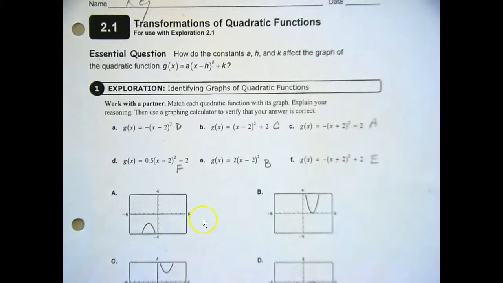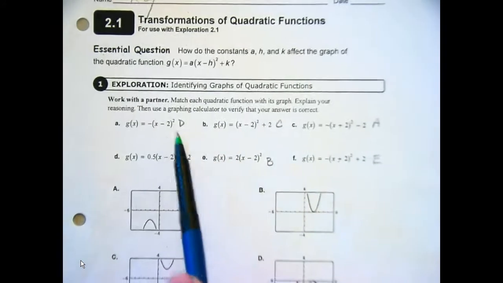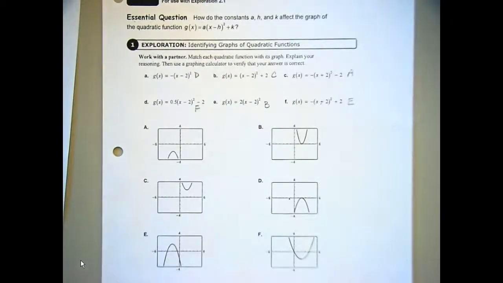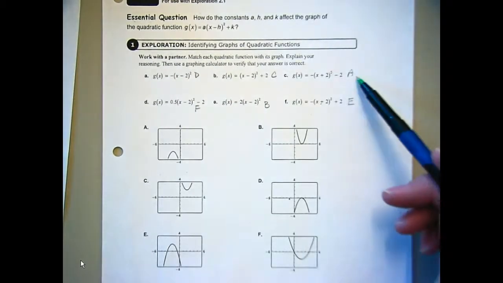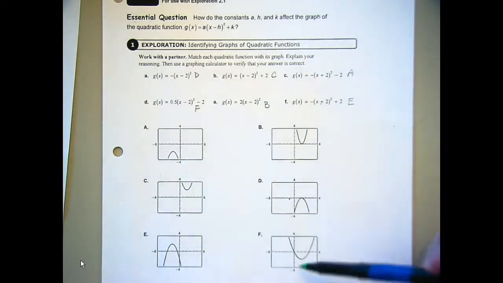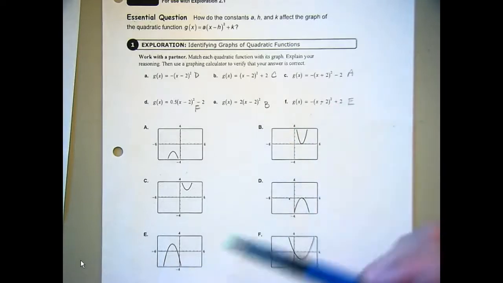Okay, so go ahead and find that. Letter A went with graph D. Letter B went with graph C. Letter C went with graph A. Function D went with graph F. Function E went with graph B. And function F went with graph E.